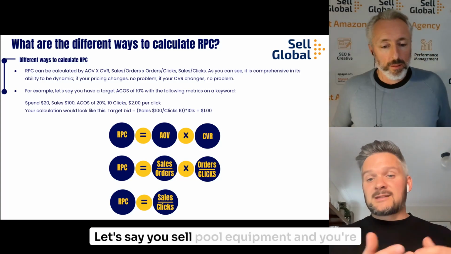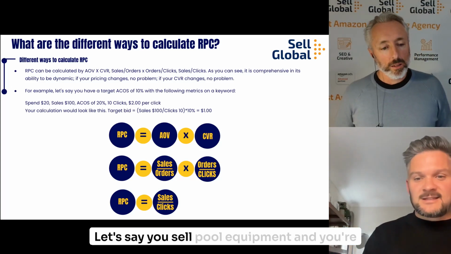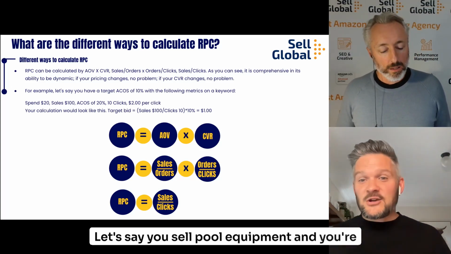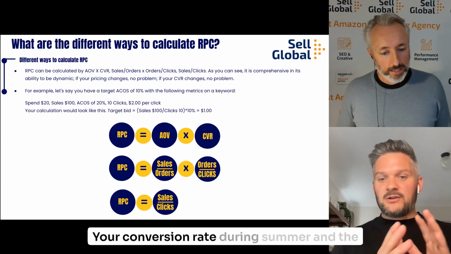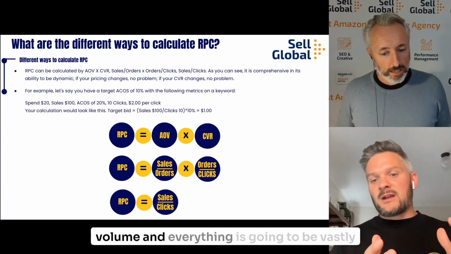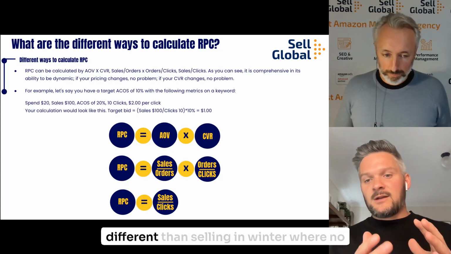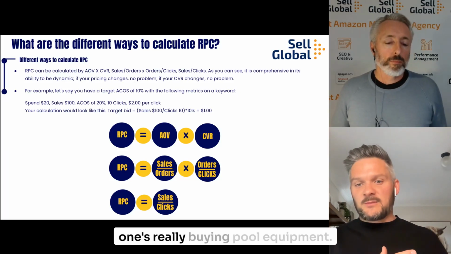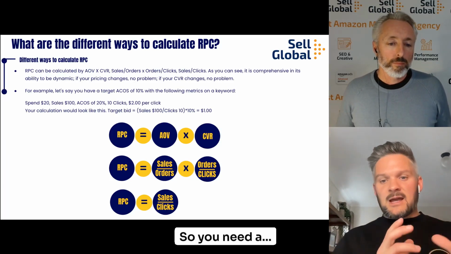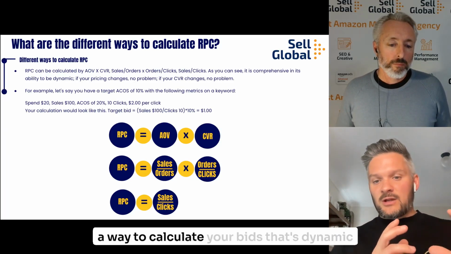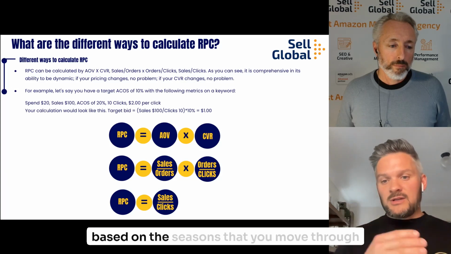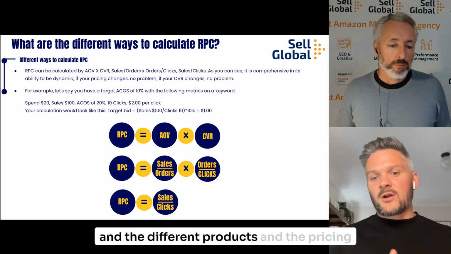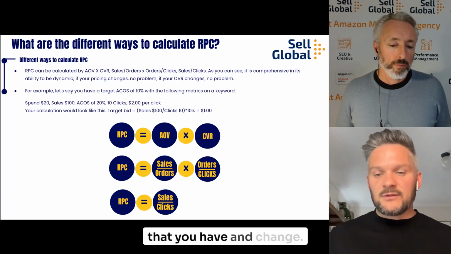Let's say you sell pool equipment and you're coming into summer. Yeah. Your conversion rate during summer and the volume and everything is going to be vastly different than selling in winter where no one's really buying pool equipment. So you need a way to calculate your bids that's dynamic based on the seasons that you move through and the different products and the pricings that you have and change.